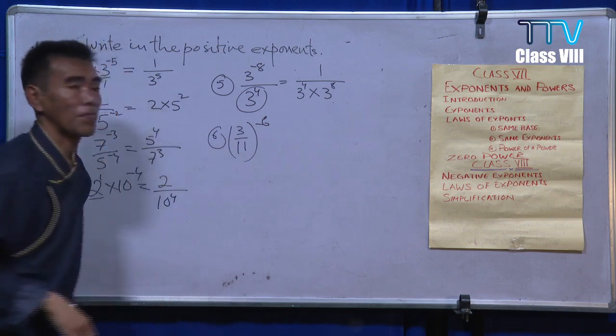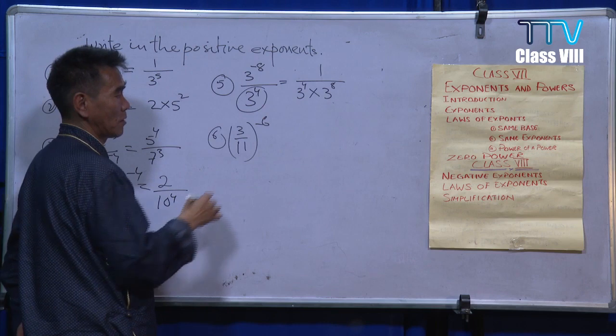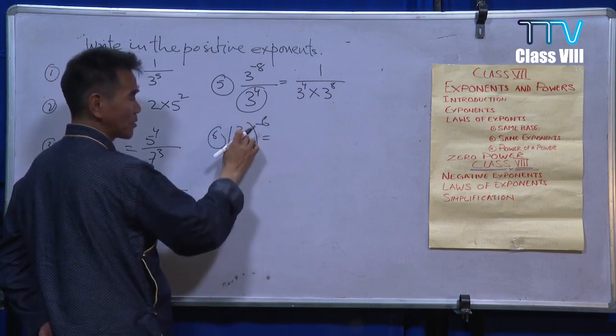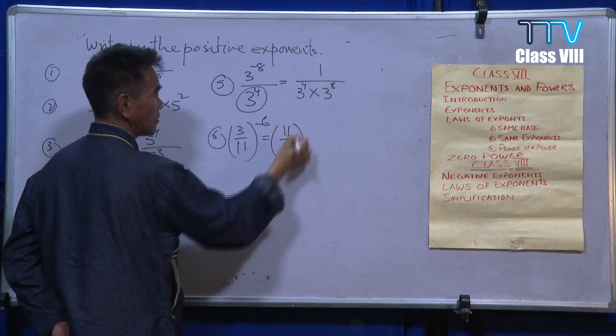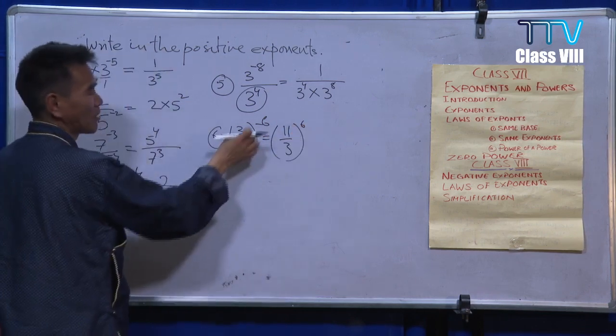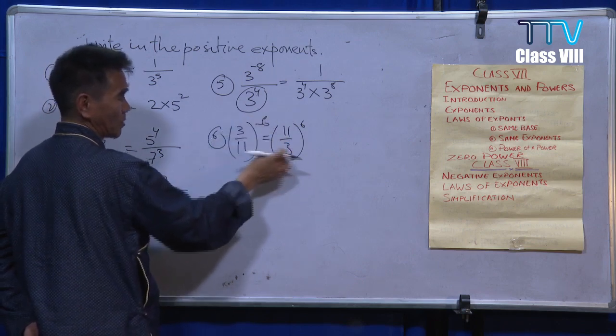Power negative 6 becomes power 6. The denominator, 3 power negative 60, moves to the other side.